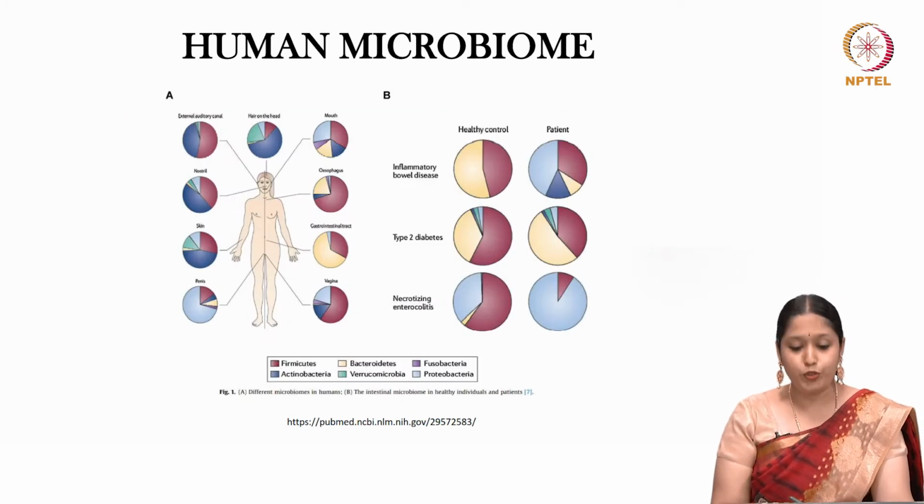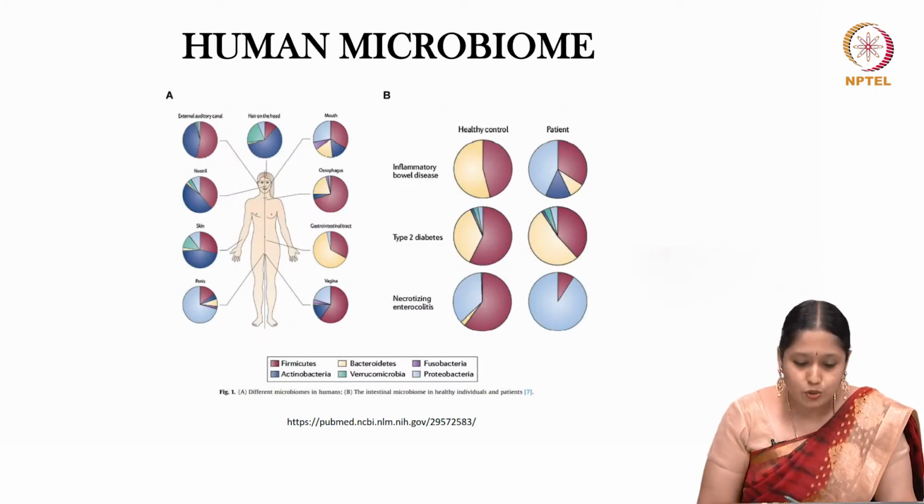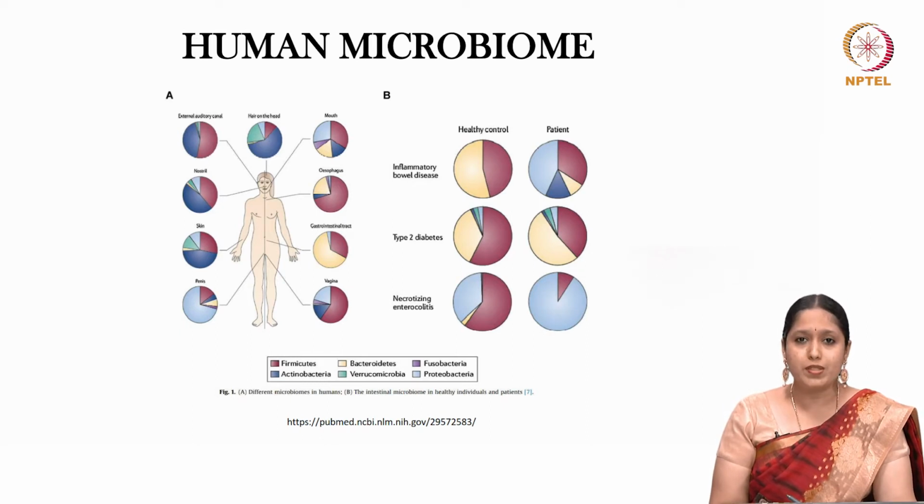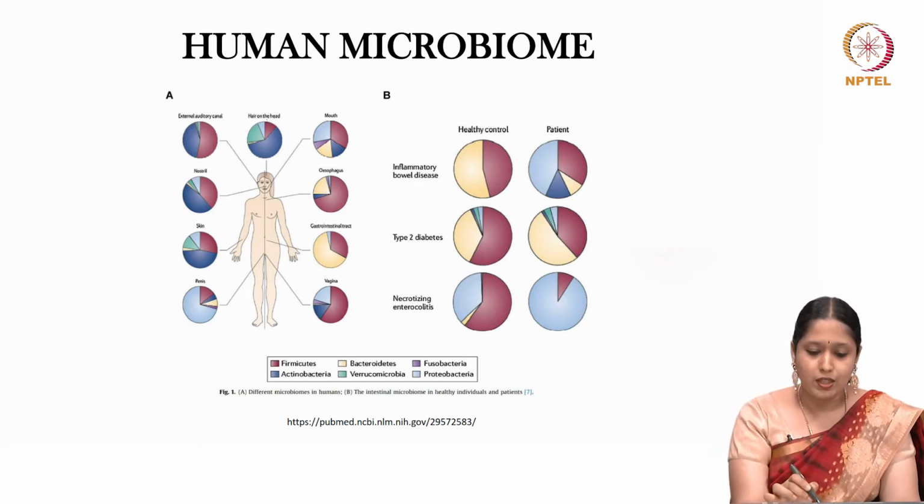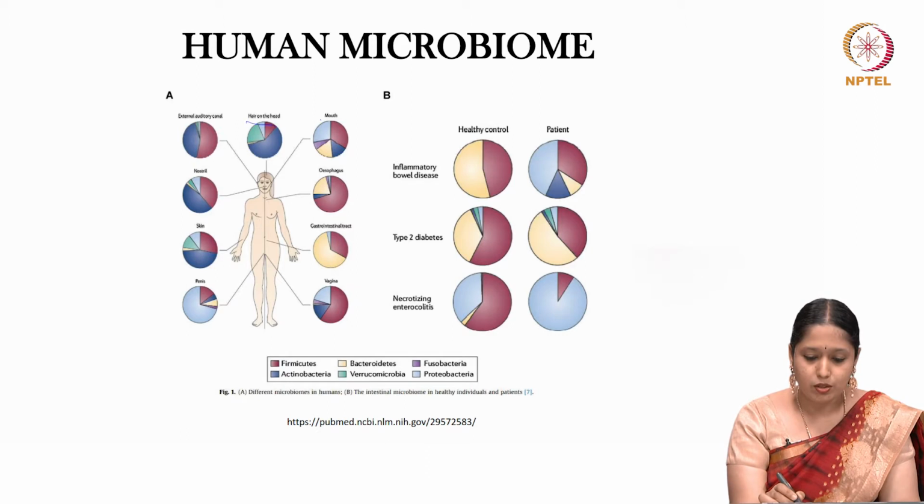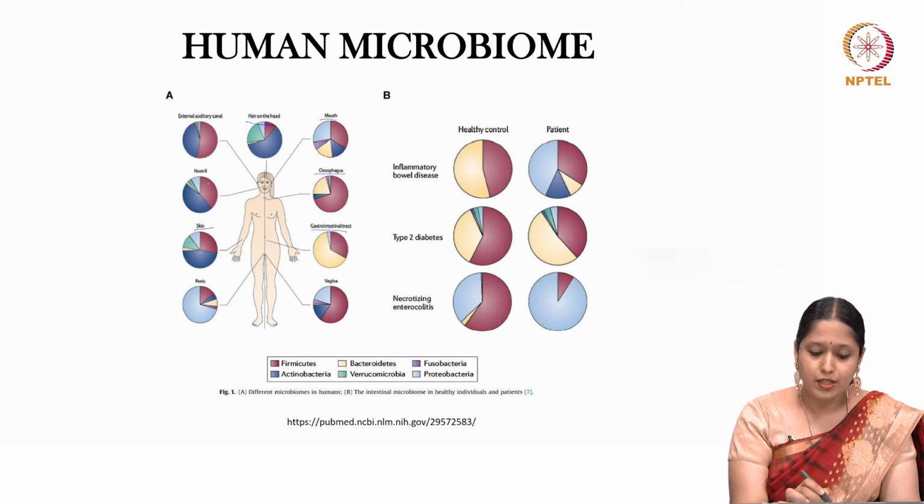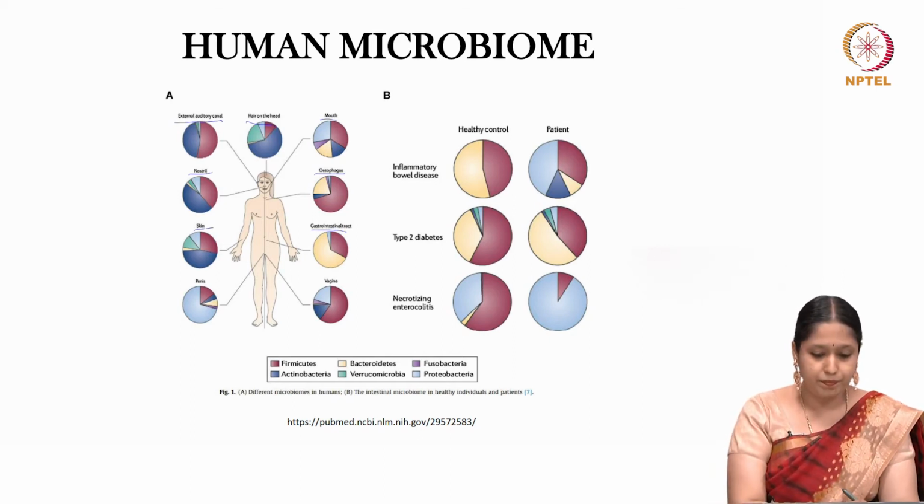This is a picture of the human microbiome. It shows different types of microbiomes present in the human body, like hair on the head, oral microbiome, esophagus, gastrointestinal tract, genital organs, skin, nostril as well as the external auditory canal.